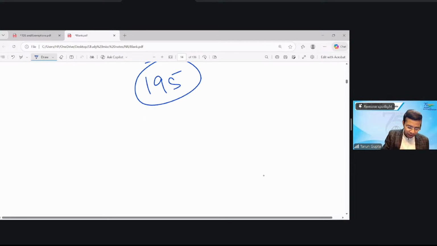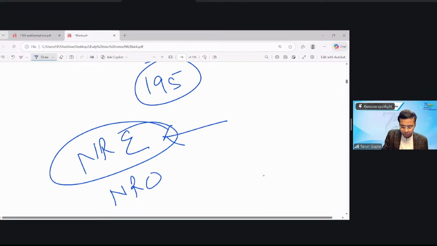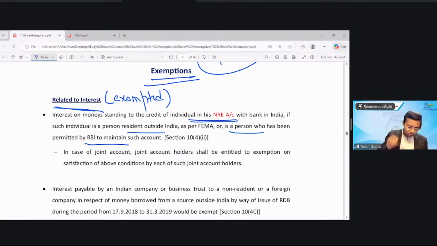So, if an NR has an NRE account, then the interest whatever he earns on this NRE account is exempt. But is it exempt in the hands of any individual? It is exempt for an individual who is a person resident outside India as per FEMA. So the law doesn't say that the person has to be non-resident, but the law says the person has to be resident outside India as per FEMA.